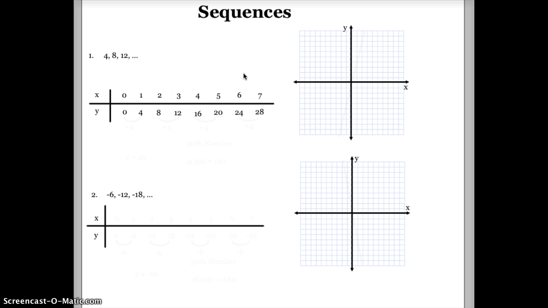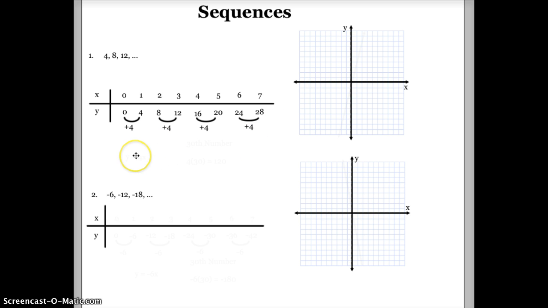Now after you've done that, I like to ask myself, how is my sequence changing? And if I look here, between 0 and 4 I'm going up by 4. Between 4 and 8 I'm going up by 4. Between 8 and 12 I'm going up by 4. Between 16 and 20 I'm going plus 4. Between 24 and 28 I'm going plus 4. So my sequence is going up by 4, changing by plus 4 each time.